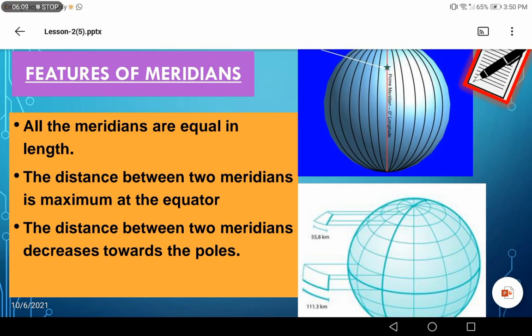Longitude. Now, features of meridians. All the meridians are equal in length. The distance between two meridians is maximum at the equator. The distance between the two meridians decreases towards the pole.